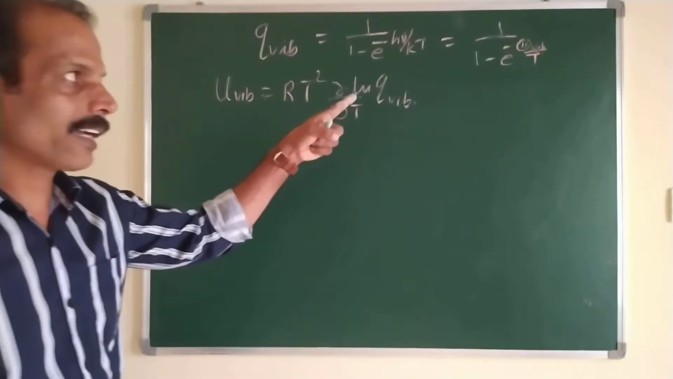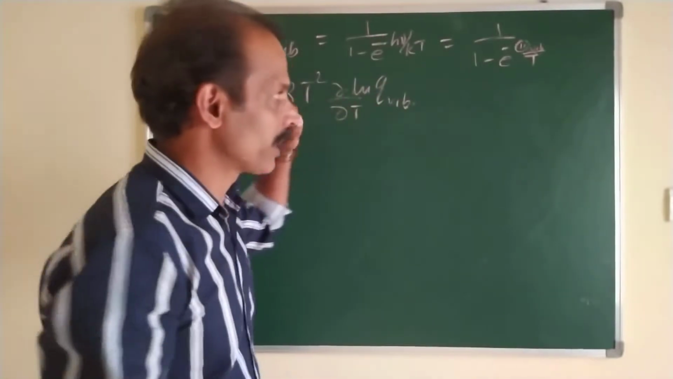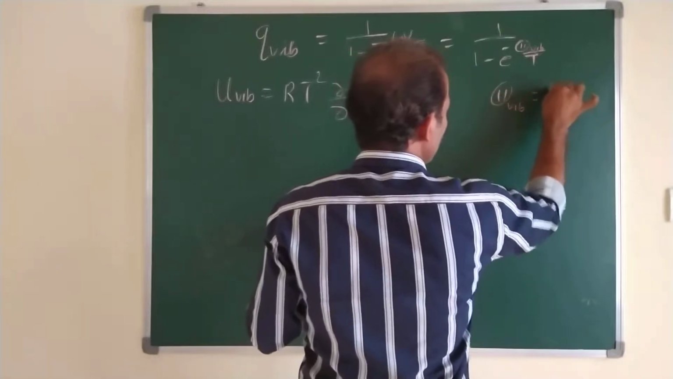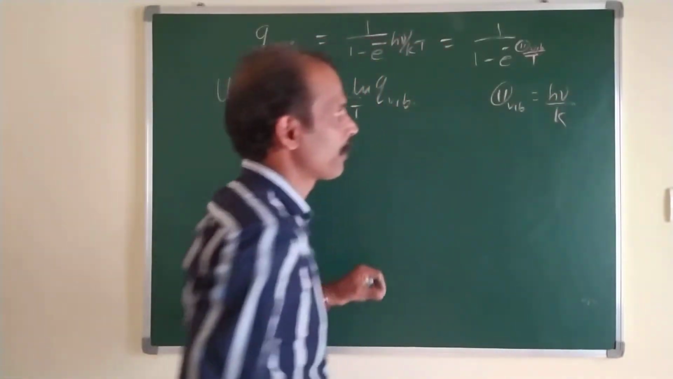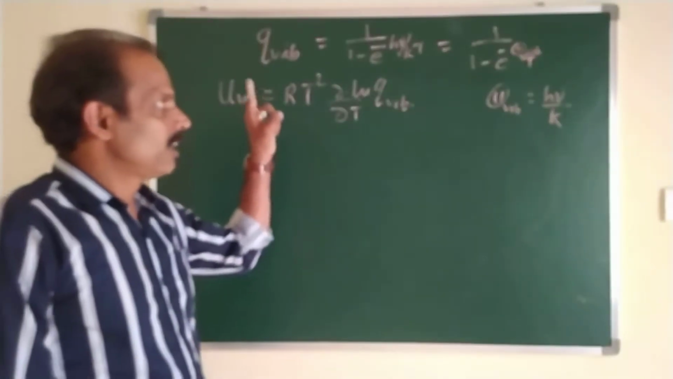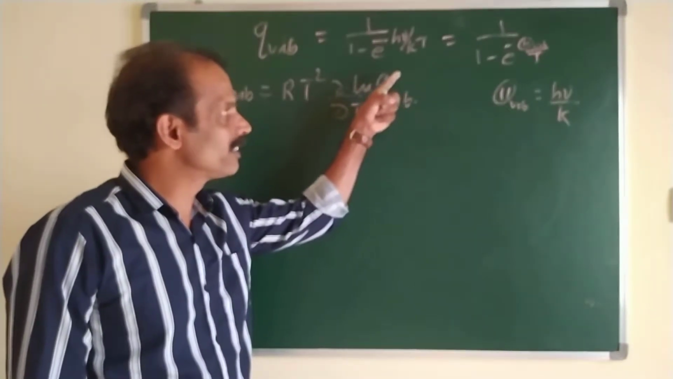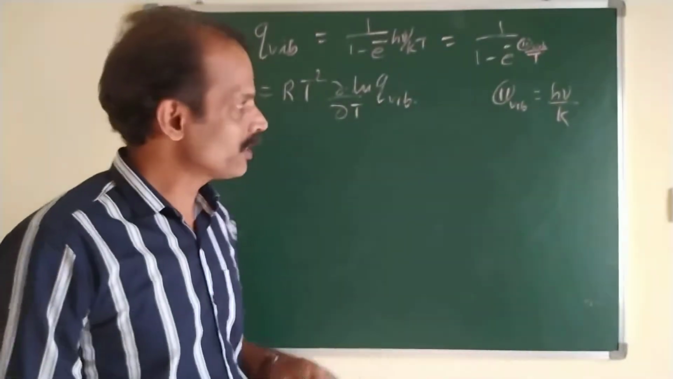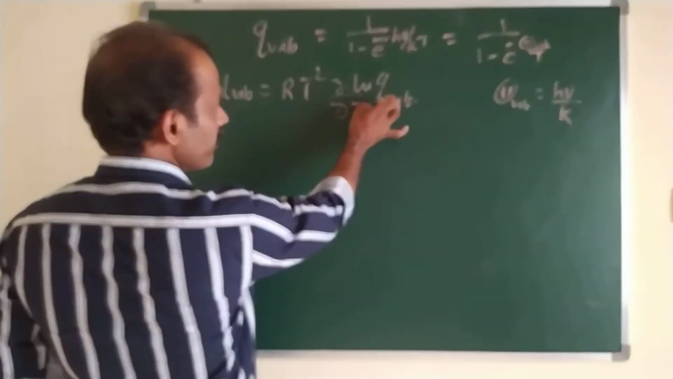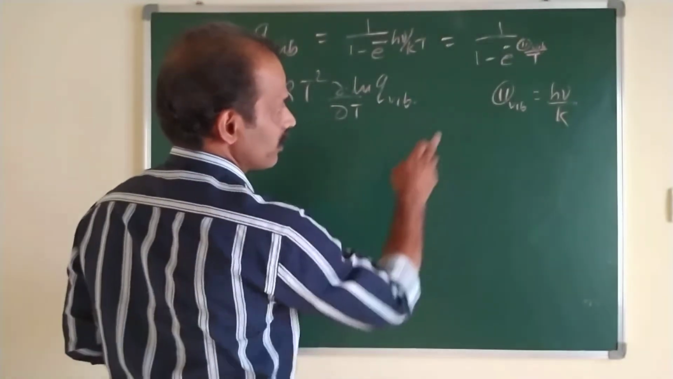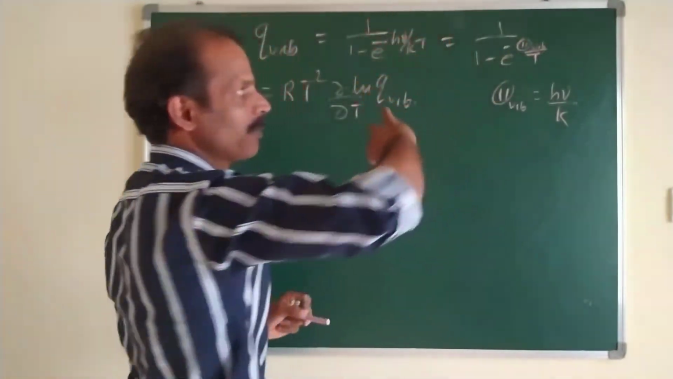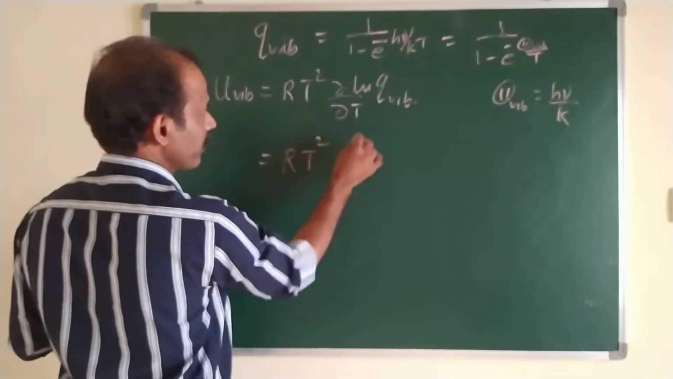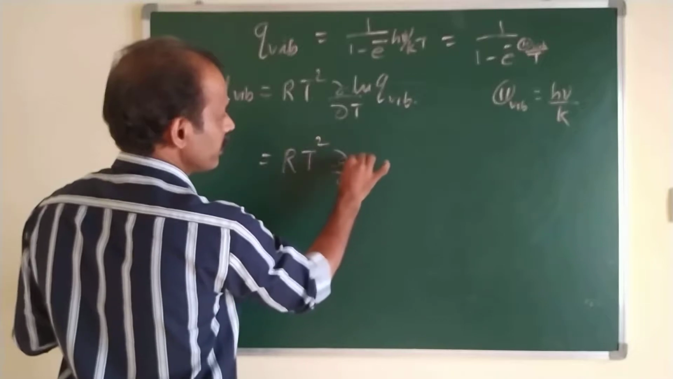But theta vibration, the characteristic vibration temperature, theta vibration is equal to h nu by k. All the equations are discussed in our previous lectures. Just watch the videos. So we are substituting the value of Q vibration here. e raised to minus theta vibration by T, for example, theta vibration by T, which is equal to RT square dou by dou T ln.